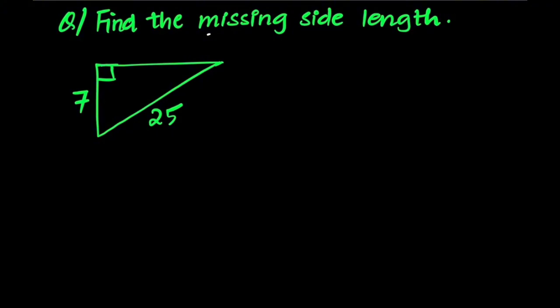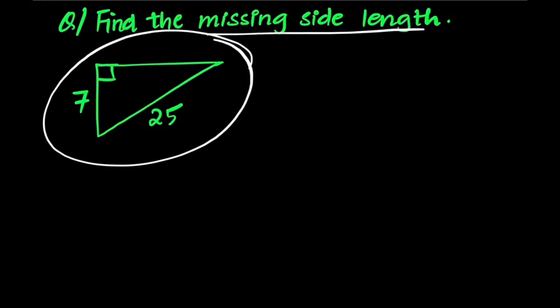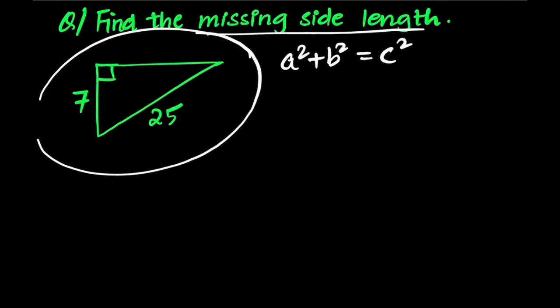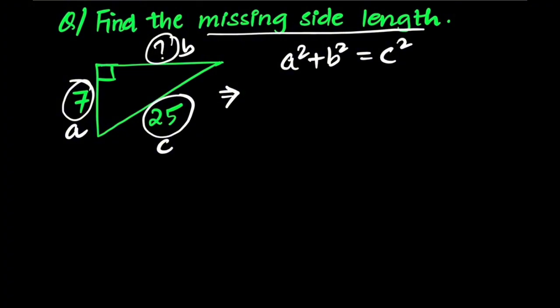Now let's look at another problem. It says find the missing side length. Since this is a right triangle, according to the Pythagorean theorem, A square plus B square must be equal to C square. In this right triangle, one of the side lengths and the hypotenuse are already given and we are asked to find another side length. So let this be A, let this unknown side length be B, and let this hypotenuse be C. Now substitute everything in the formula.